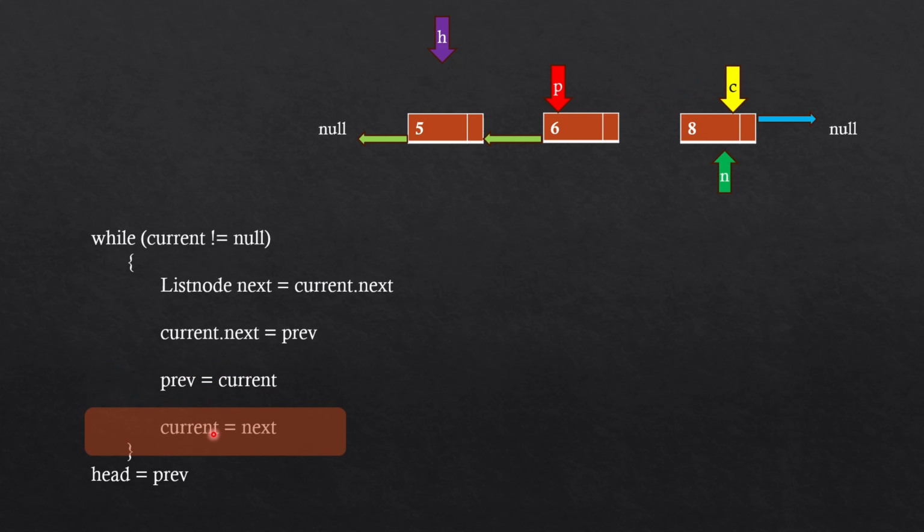So we are good till now, and now we will again check this condition: while current is not equal to null.